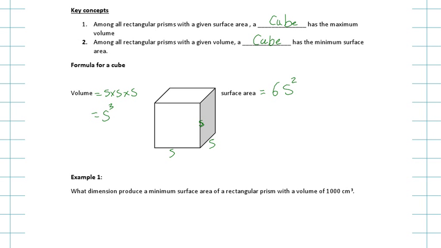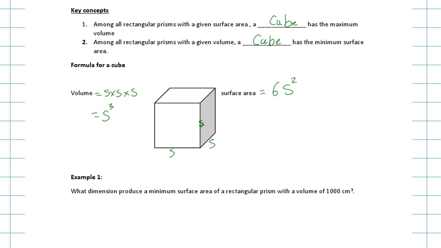Okay? So, if the volume is given to you, you're going to start with the formula of the volume. You're going to isolate for S. And then you're going to use that value to find the surface area. If you are given the surface area, then you're going to start with the surface area formula, solve for S, sub it into the volume to find the volume. It depends on what is given to you.